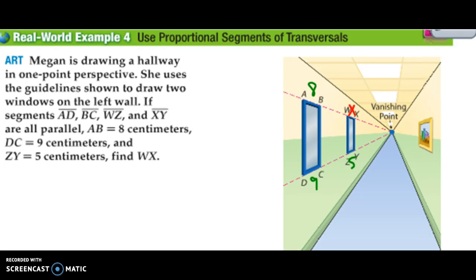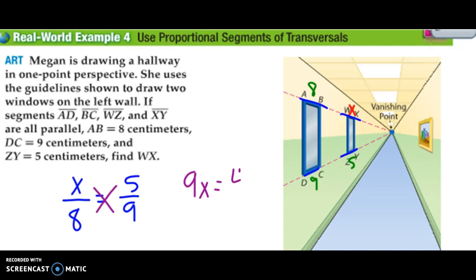And it said that WX over AB is going to have to be proportional to ZY over CD. So I set up my proportion like that. I cross multiply. 9 times x is 9x. 8 times 5 is 40. Divide both sides by 9, and find that x is about 4.4 centimeters.